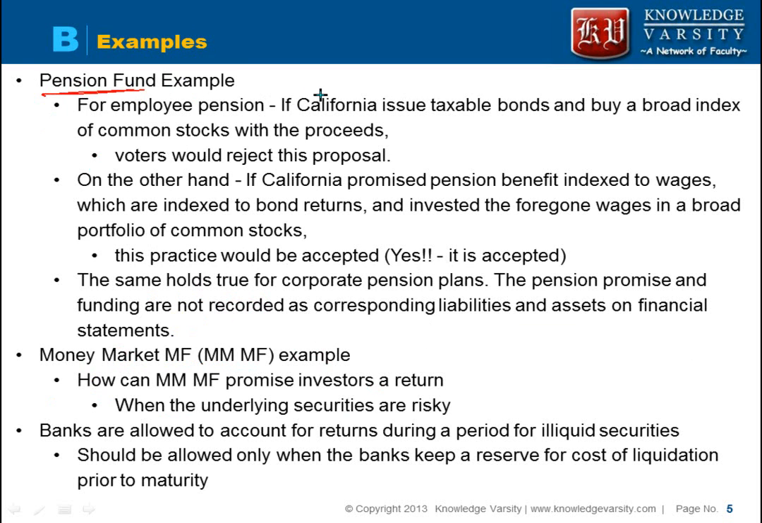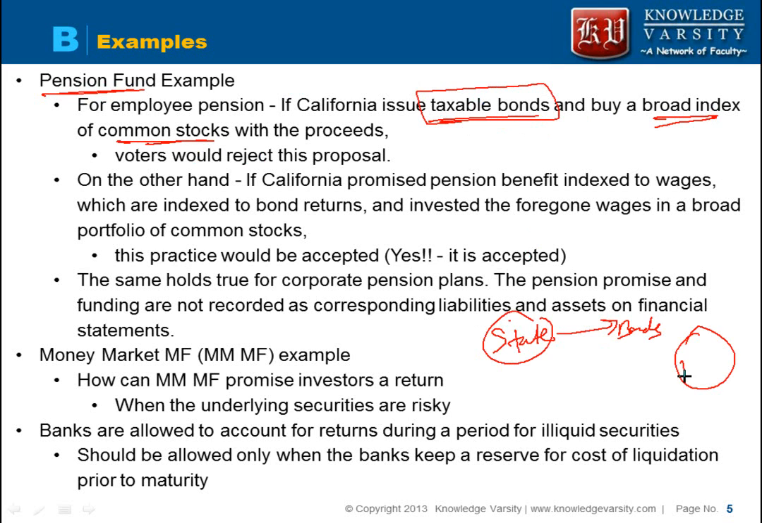If you see California state, it provides pension to its employees. Now California state says that it will issue taxable bonds, and it will buy a broad based stock market index with the proceeds. So the state is saying that we will issue bonds to the public, so there will be public investors, and from the proceeds of the bond, they will invest in the broad based stock market index, let's say S&P 500.